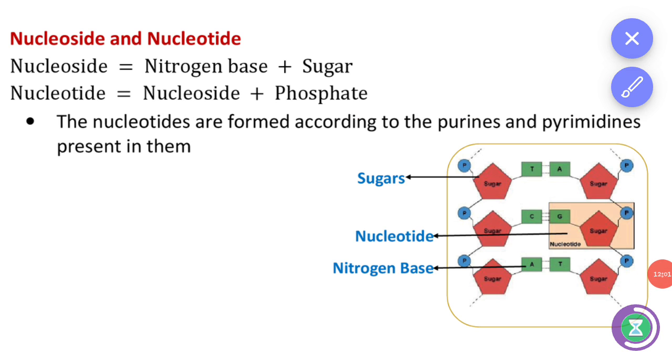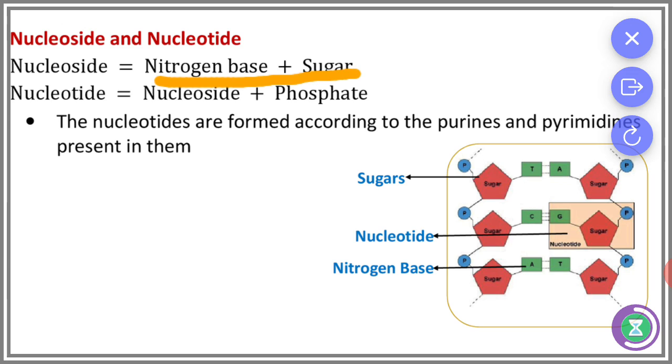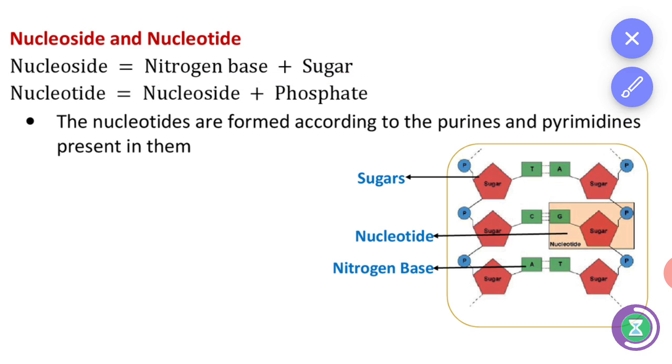Nucleoside and nucleotide. Nitrogen base plus sugar is called a nucleoside, and nucleoside plus phosphate molecule is called a nucleotide. The nucleotides are formed according to the purines and pyrimidines present in them.